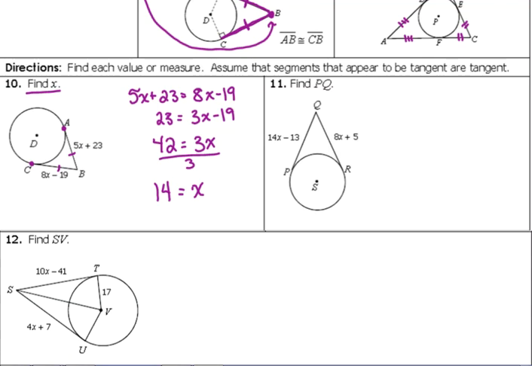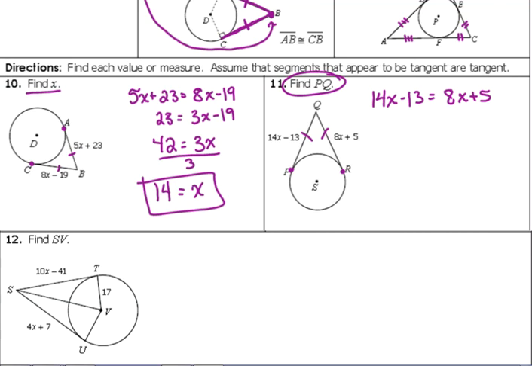14 is equal to x. Number 11, they want us to find PQ. P and R appear to be points of tangency, so they are. So that means these two segments are equal to one another. Let's start by finding x, and then we will find what we really want to find, which is PQ.